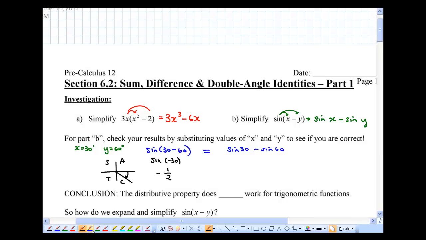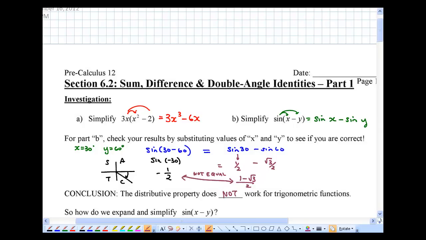Well, let's see if the right-hand side is also the same thing. Sine 30 we know is just 1/2. Sine 60 I believe is root 3 over 2. When I subtract these, I get 1 minus root 3 all over 2. That doesn't seem to be equal to negative 1/2, so I think we've got a problem. What I want you to understand here is that the distributive property does not work for trig functions. Actually, for functions in general, a function just doesn't work that way.